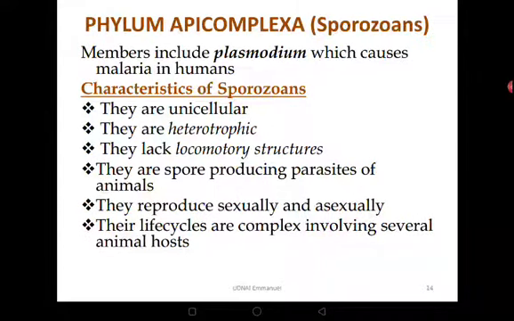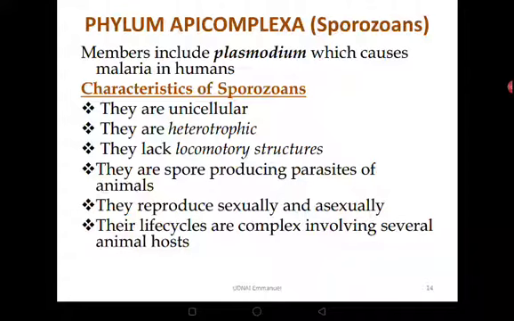The other phylum is Apicomplexa, sometimes called the sporozoans. And the popular members of this phylum are the Plasmodium parasites that we know cause malaria. So the characteristics include the following.